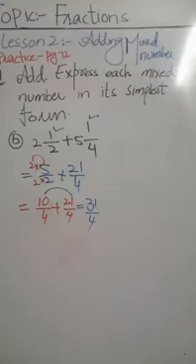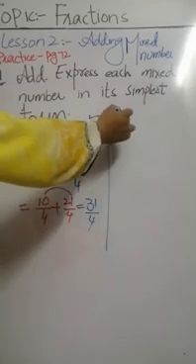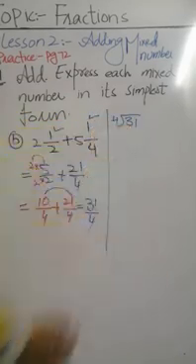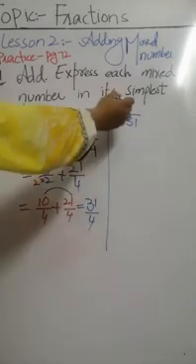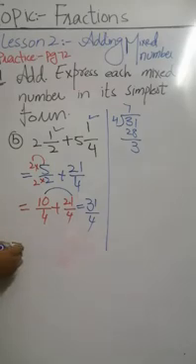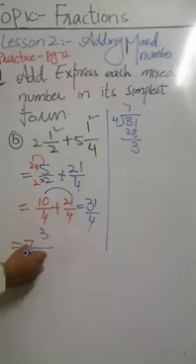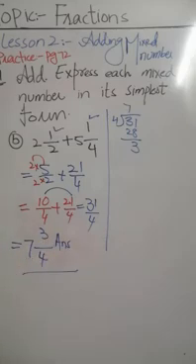Now when we add these fractions, we get an improper fraction. We can simplify this improper fraction by dividing 31 by 4. 4 times 8 is 32, it's greater, so 4 times 7 is 28, remainder 3. 7 whole 3 by 4. This is the answer.